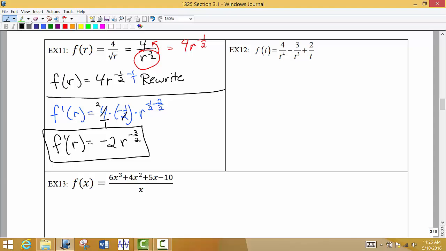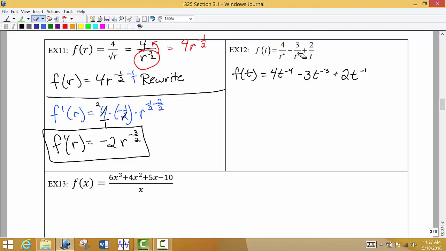All right, so number 12, we're going to do the same thing. The very first thing that I'm going to do is I'm going to rewrite. So I have not taken a derivative. All I'm going to do is we have these individual fractions. I have 3 individual fractions, and I'm going to bring the variable to the top so I can use the power rule. So that becomes t to the negative 4th power minus 3 times t to the negative 3rd power. And then we're going to bring t to the top. And right now t has an exponent of 1, so it's going to become t to the negative 1 power.